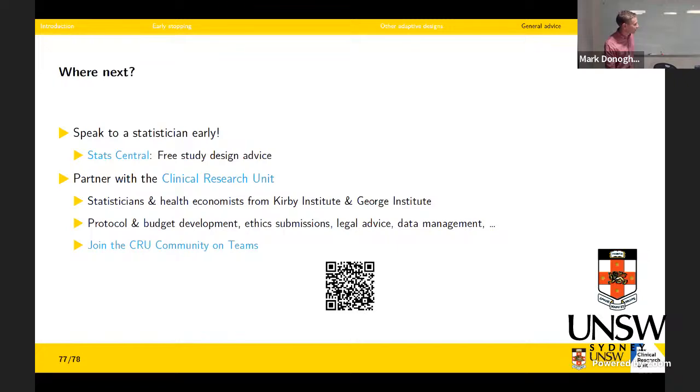So where to next? Speak to a statistician early. Stat Central have free study design advice and a whole bunch of other services that I'm sure you know about and that were shown at the start of the presentation. Again, you can click on these to go to the website. The Clinical Research Unit, where I'm based, has statisticians and health economists who work closely with the Kirby and the George Institute, who have experience with adaptive designs. We can also provide protocol and budget development, ethics submission help, legal advice, data management, and so on.